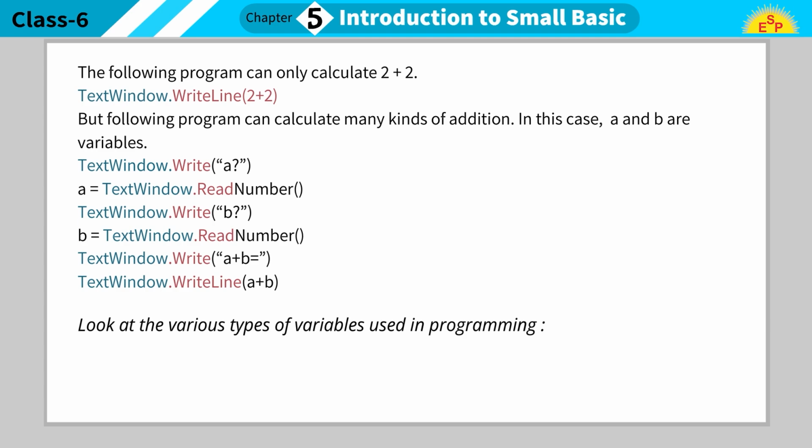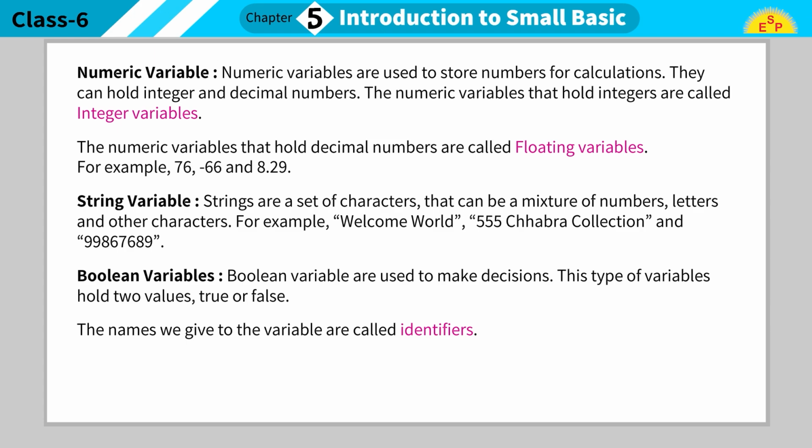Look at the various types of variables used in programming. Numeric variable. Numeric variables are used to store numbers for calculations. They can hold integer and decimal numbers. The numeric variables that hold integers are called integer variables. The numeric variables that hold decimal numbers are called floating variables. For example, 76, -66 and 8.29.